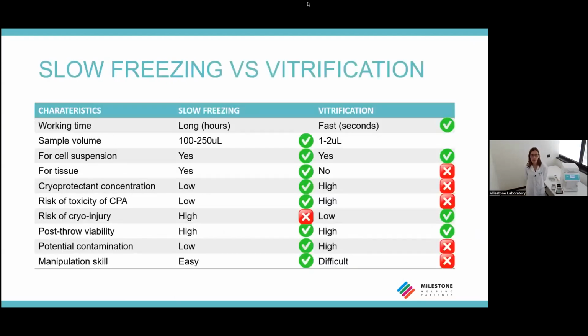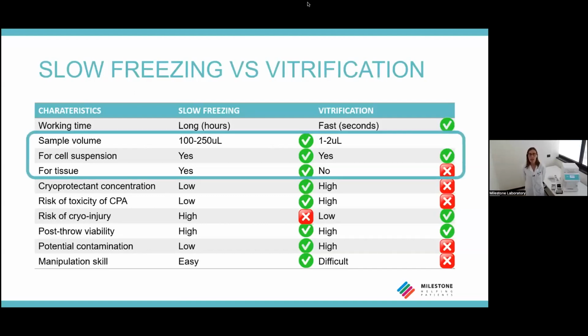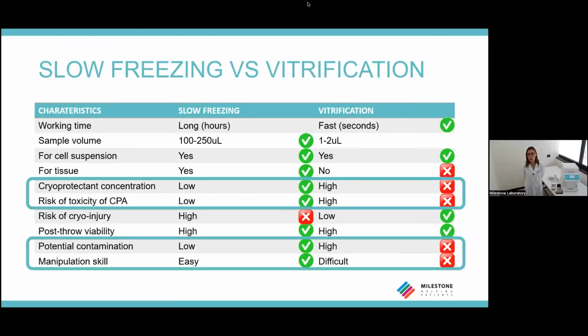To sum up, I would like to show you this table that compares these two freezing methods, slow freezing and vitrification. I highlighted just two important aspects. The first is that vitrification is not good for a big amount of samples, so it's not good for tissues. And the second one is that slow freezing is more adaptable to the specific requirements of each cell type. In fact, we can modulate the slow freezing, we can't modify the vitrification method.